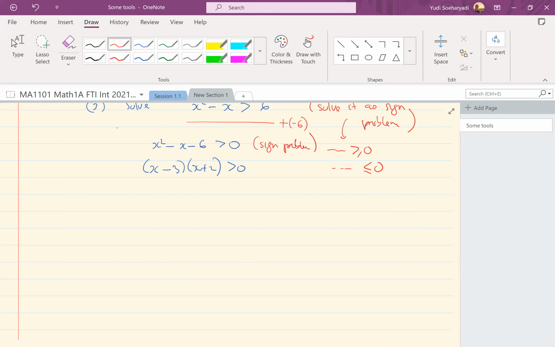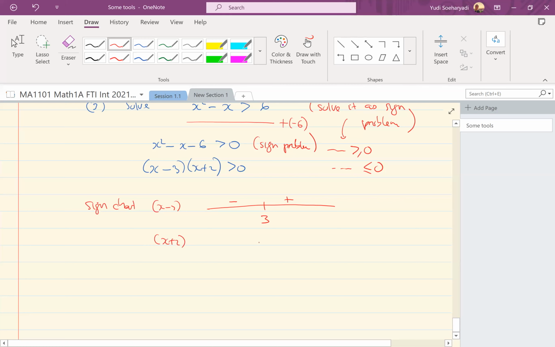Okay, with something that we call a sign chart. For example, x minus 3 changes sign at the number 3. To the right is positive, to the left is negative. Okay, what about the chart for x plus 2? This is negative 2. To the right of negative 2, the sign is positive. To the left is negative.